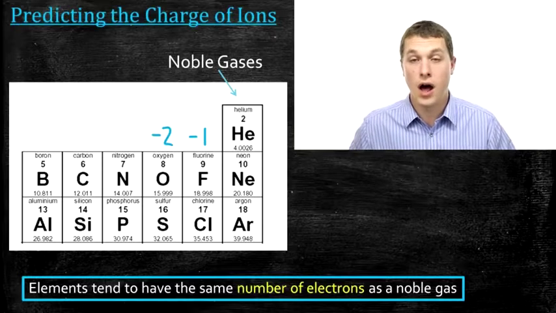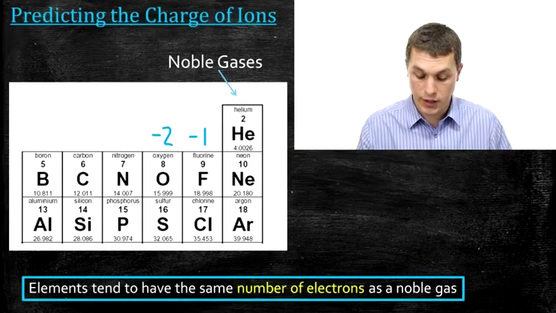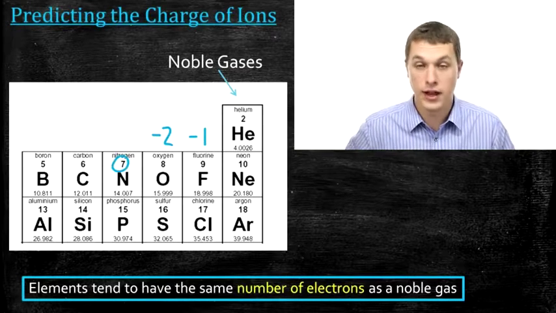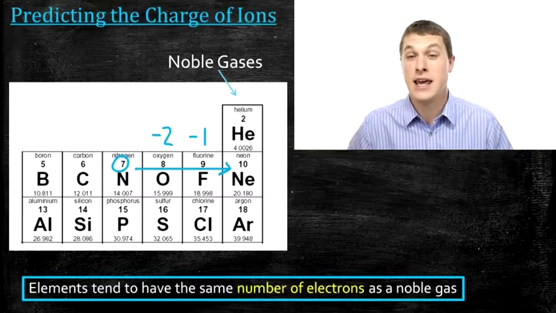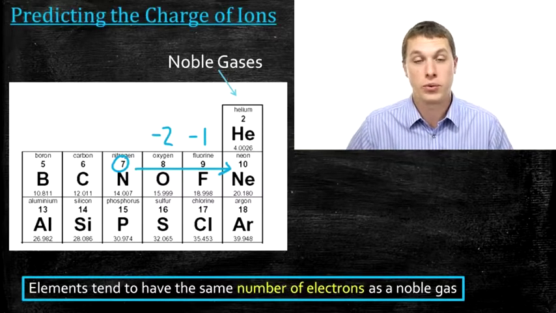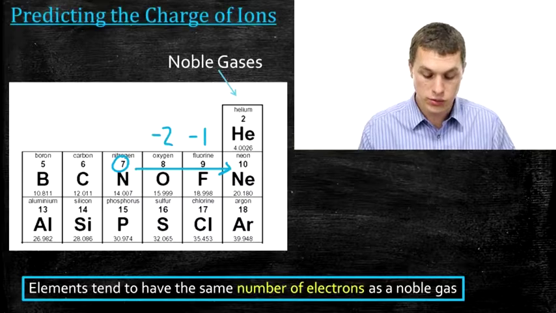And this just goes on for nitrogen also. So if we take a look at nitrogen, nitrogen has 7 electrons and 7 protons. And for it to look like the noble gas neon, we have to go all the way across and get 10 total electrons. That means it's going to add 3 electrons and become charged with a -3.